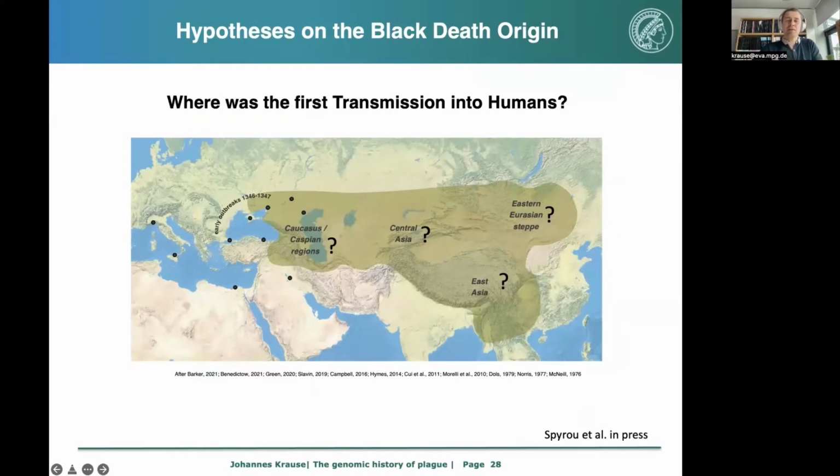So the Black Death, especially in the 14th century. And there have been many hypotheses. Some people say it's from Eastern Europe. Some people say it's from Southern Europe. Some people say it's from the Caucasus. Other people said it's from Uzbekistan, Central Asia, East Asia, Northeastern Asia, and so forth. So there have been many, many different hypotheses around.